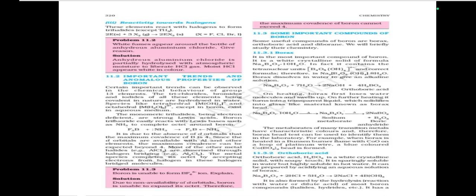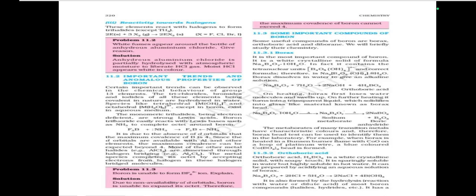Some important compounds of boron. Some useful compounds of boron are borax, orthoboric acid, and diborane. We will briefly study their chemistry. Borax is the most important compound of boron. It is a white crystalline solid of formula Na2B4O7·10H2O.